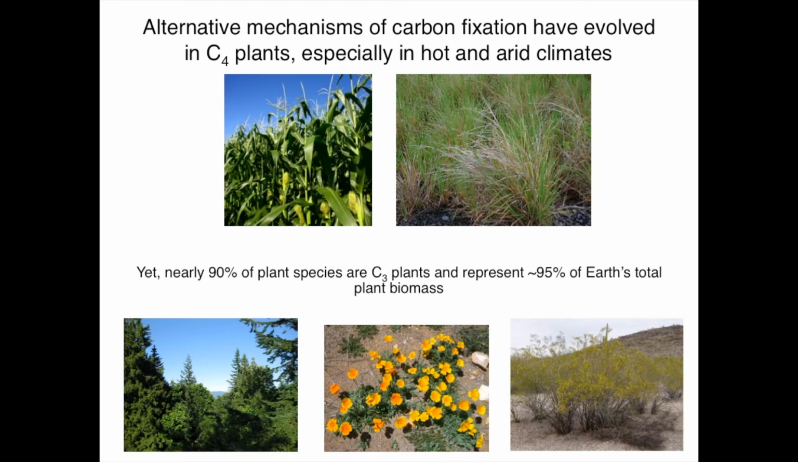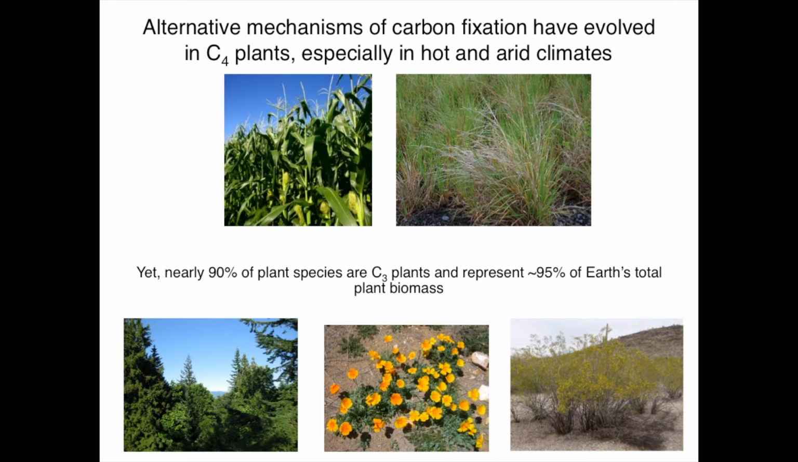And some of our most important crops are C4 plants, like corn and sugarcane. These are produced in such high amounts for our daily life. And so that is really fantastic that these plants have utilized the C4 mechanism.